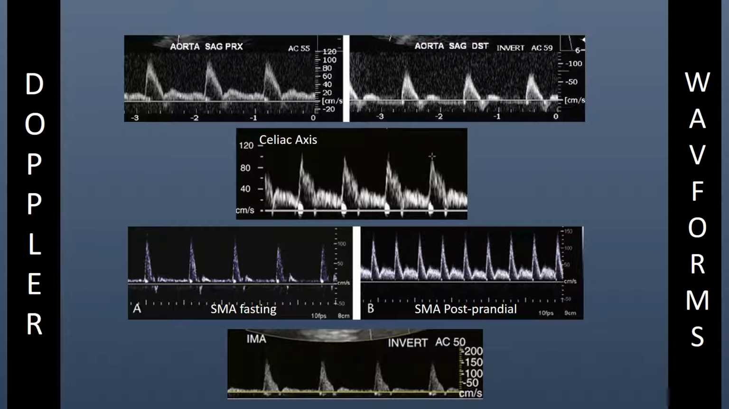So the SMA, which predominantly feeds the small bowel, will change from a high resistant waveform with fasting to a low resistant postprandial waveform. IMA is going to be more high resistant, and it pretty much stays that way even postprandial.